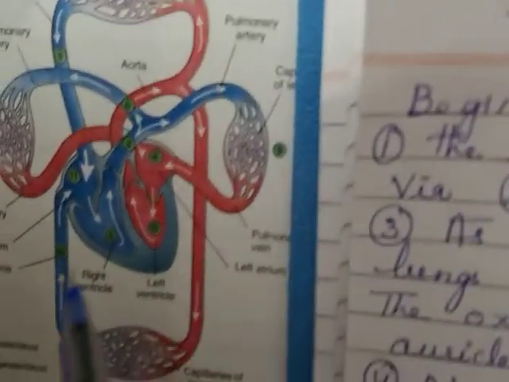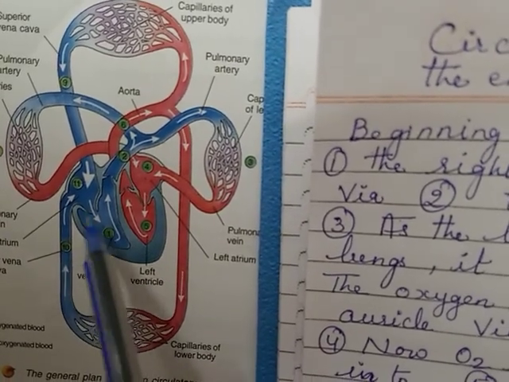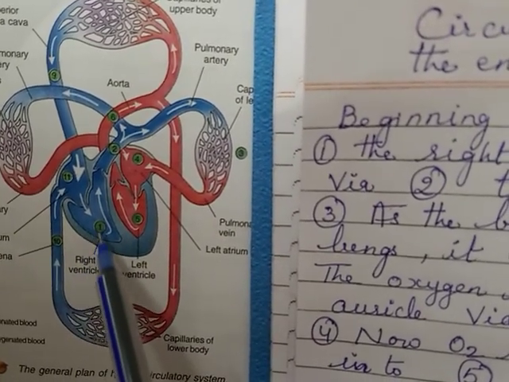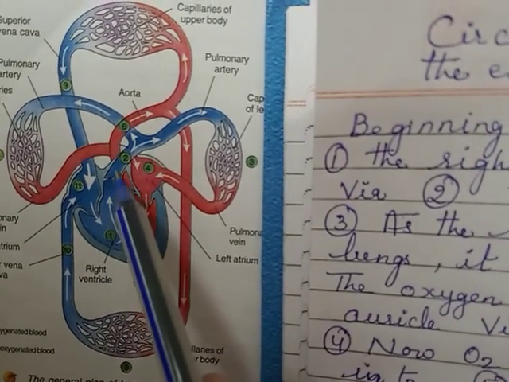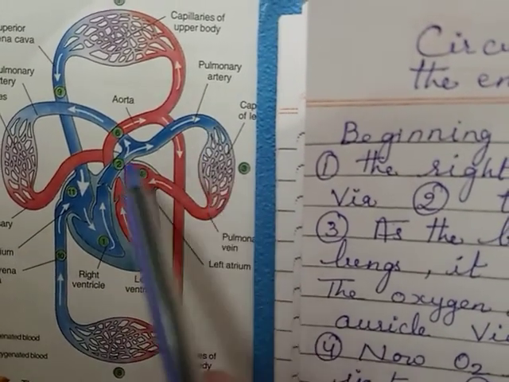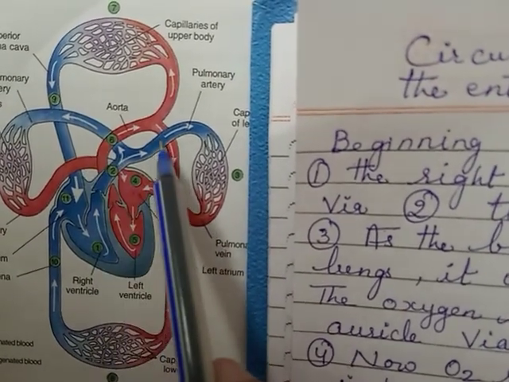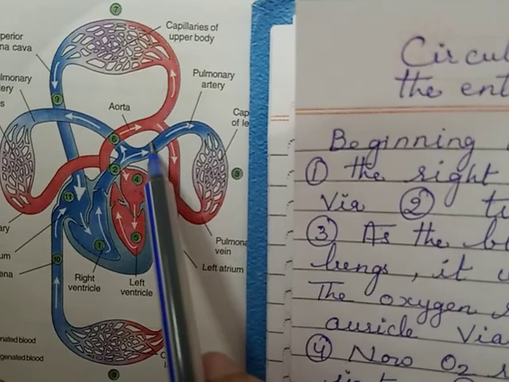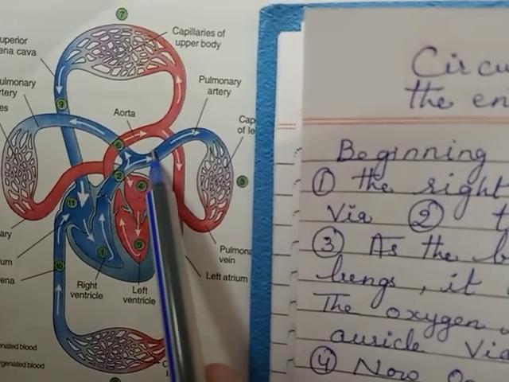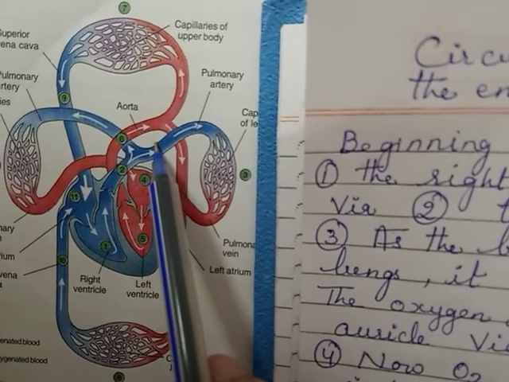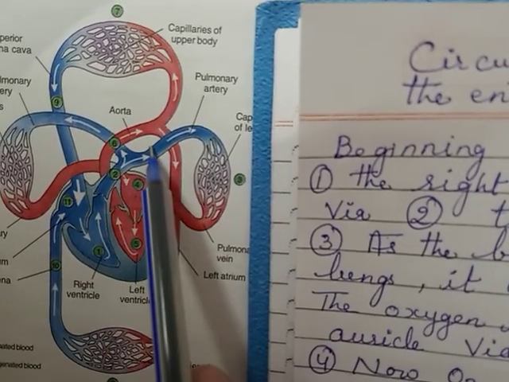Again, I will explain you. Look here, children. We will start with the pulmonary circuit, the right ventricle. This right ventricle pumps the blood to the lungs via pulmonary arteries. And you know, children, these pulmonary arteries carry the deoxygenated blood. These are the only arteries which carry deoxygenated blood. Now you see here these two pulmonary arteries.